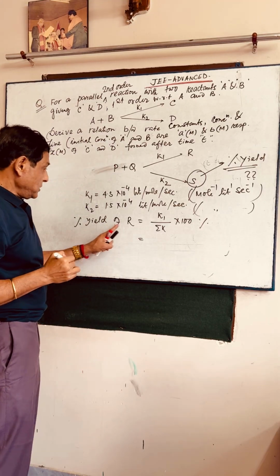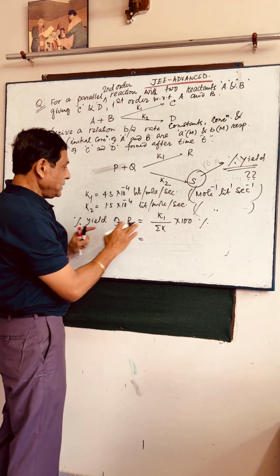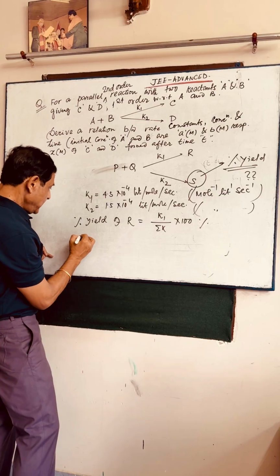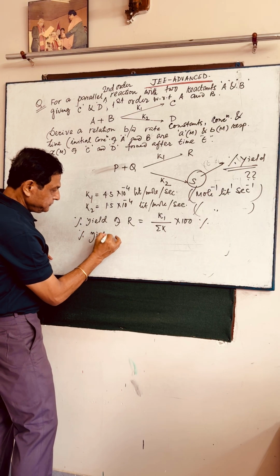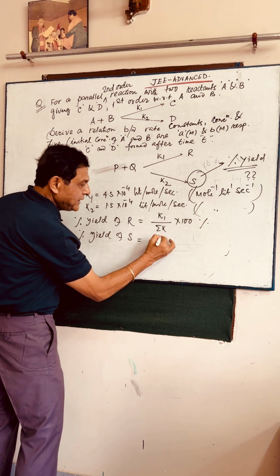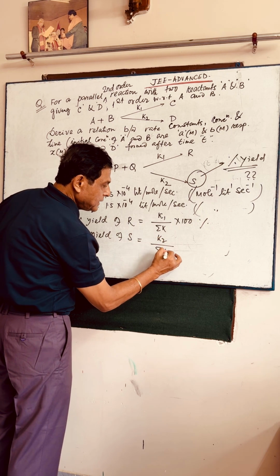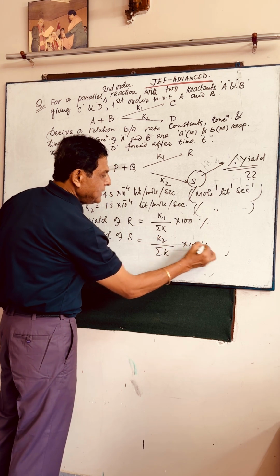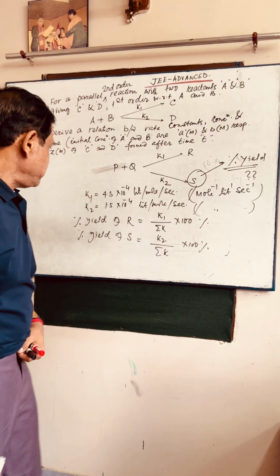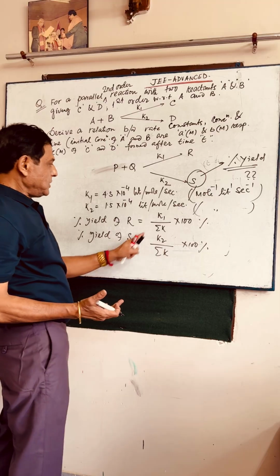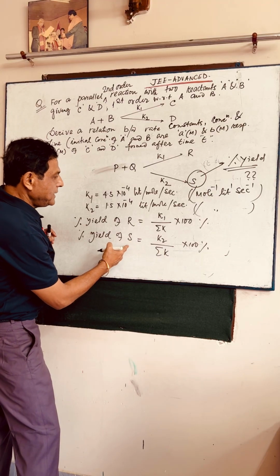So here, percentage yield of R equals K1 by summation of K. Percentage yield of S is equal to K2 by summation of K into 100, or 100 minus percentage yield of R. Very simple. The S we can calculate directly, no need to calculate R. Percentage yield of S equals K2 by summation of K.